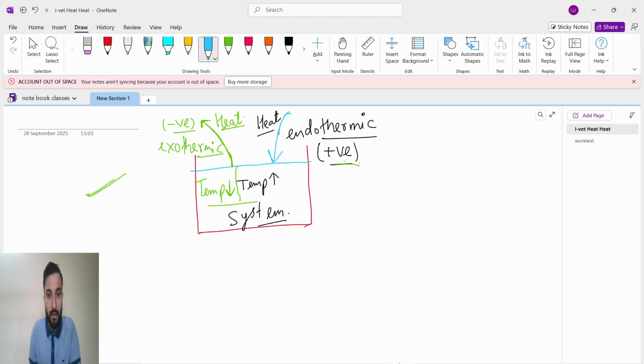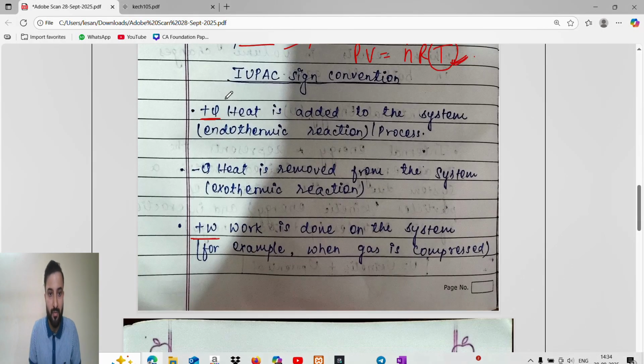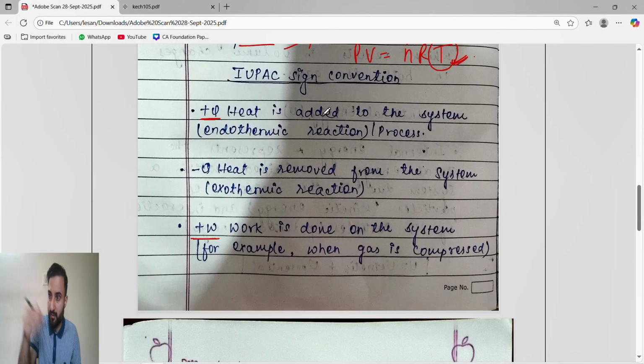So anything upon the system is positive. You can see here, heat is added to the system, which means heat is going to the system, or the system is absorbing the heat. So it is positive. That's called an endothermic reaction or endothermic process.